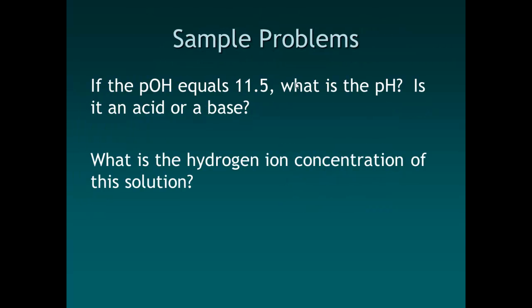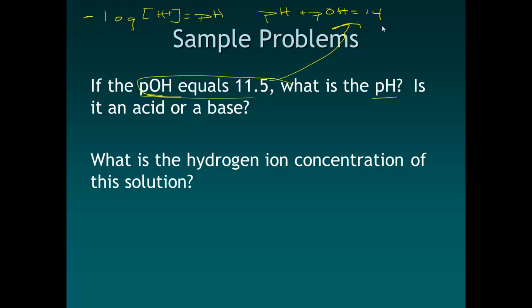Okay, so let's try a couple of other sample problems. If the pOH equals 11.5, what is the pH? Is this an acid or a base? Well, I gave you a couple of formulas on the earlier slide. I gave you negative log of hydrogen ion concentration equals the pH. I also gave you pH plus pOH equals 14. Well, I'm given the pOH right here. pOH is equal to 11.5.